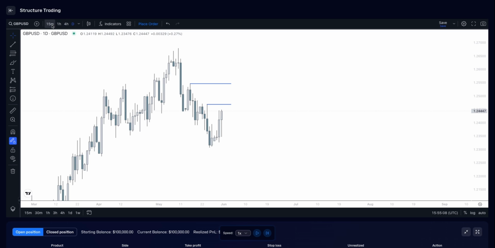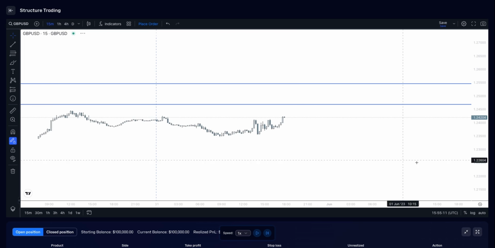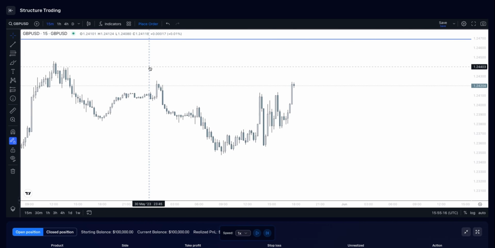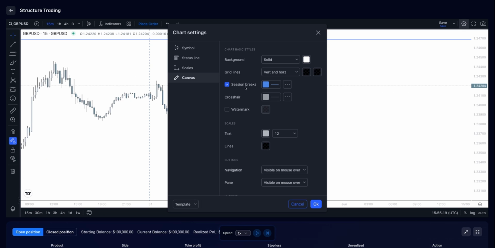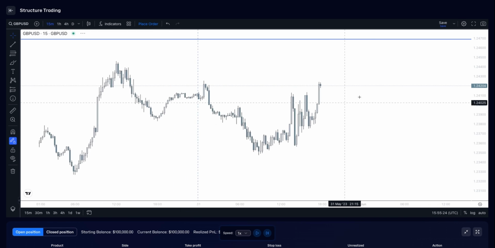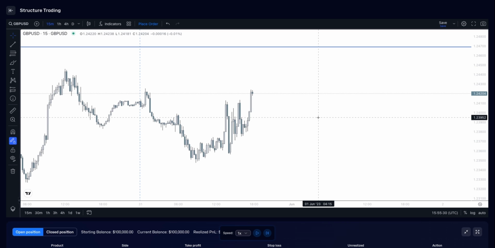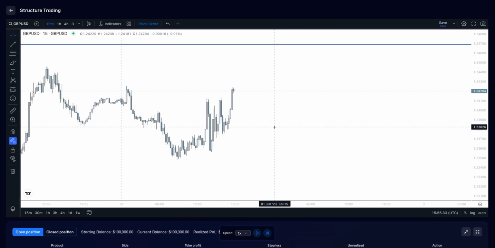So I'm just going to jump then to the 15-minute. And the only other thing that I have on as well is my new day breaks. Settings, session breaks. Just under canvas, session breaks, have that turned on, and then you'll see a new day. Because that's important because I'm trading London session and I want to see what's happening in London session. And also just take note, they don't have it yet, but coming soon is a proper session indicator so that you can see your sessions, Asia, London, and New York. Because currently we just have to play it by ear, see what happens.